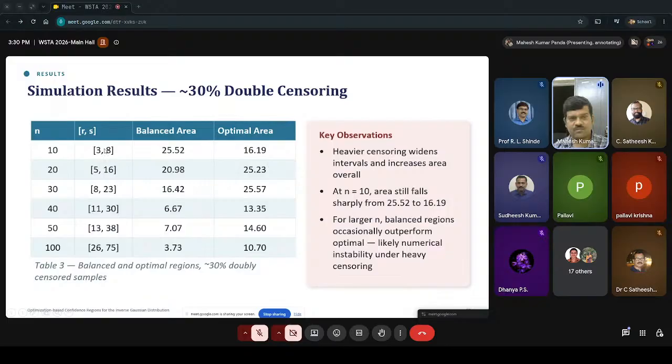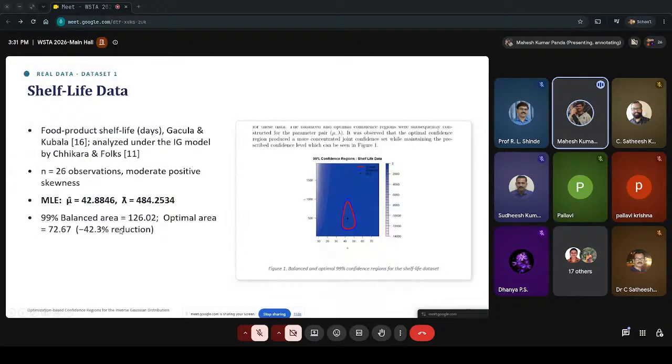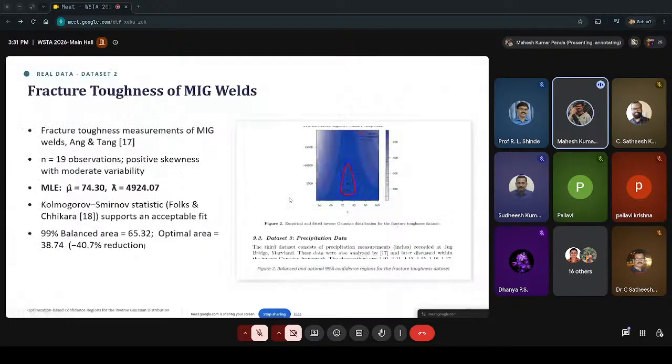The sample size is 26, and in this case, the blue one is the balance area, and the red one is the optimal area. So if you compare, it is 126.02 to optimal area 72.67. So there is a 42.3% reduction. In case of data set 2, you can see it is 65.32, optimal area 38.74. So there is a 40.7% reduction.